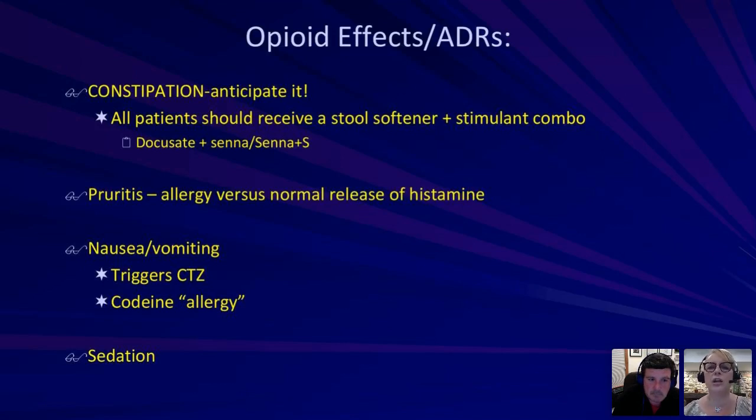So if you're going to use Tylenol with codeine or Vicodin for 1 or 2 or 3 days, I always suggest this product. Patients should receive a stool softener, Docusate, plus a stimulant, Senna is the most common one. And for $2 or $2.63 exactly, you can get a bottle of 100 tablets. Is it way more than they need? Yeah, but that's as small as it comes.